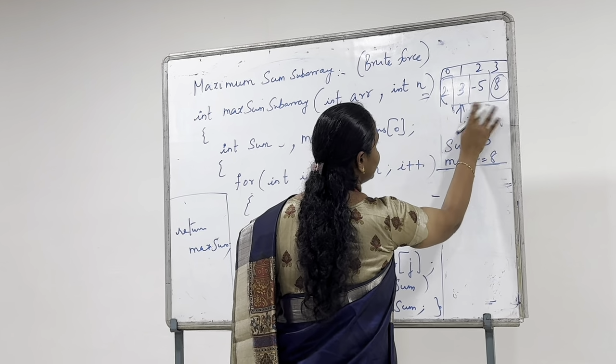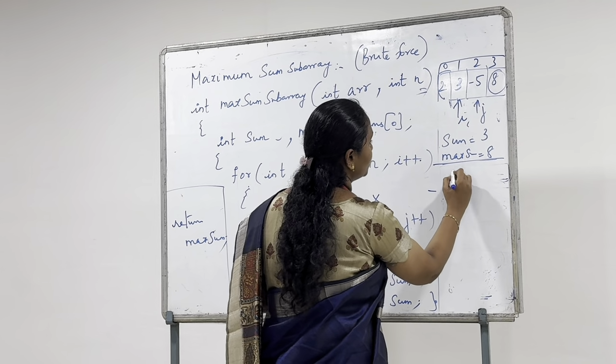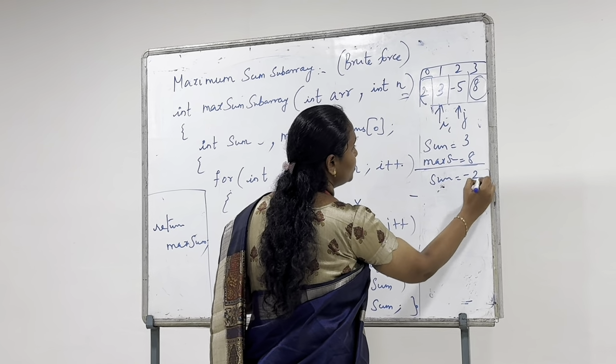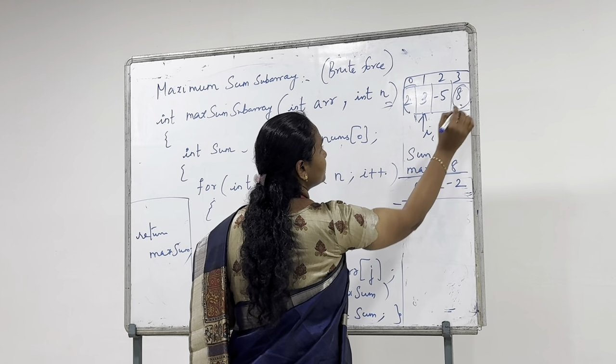Okay, next j gets incremented. 3 minus 5, it is minus 2. The sum is minus 2. The maximum sum remains the same. And then j gets incremented.